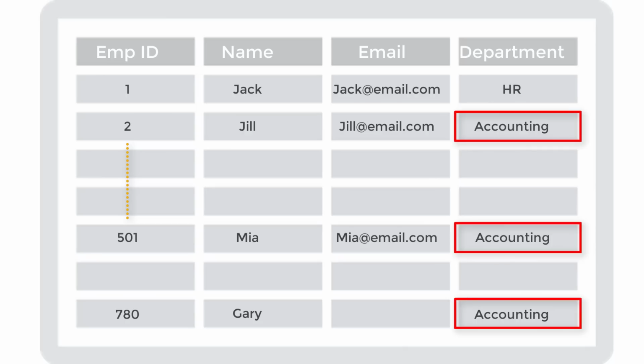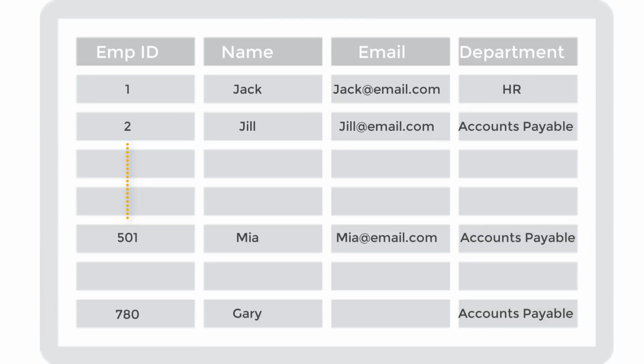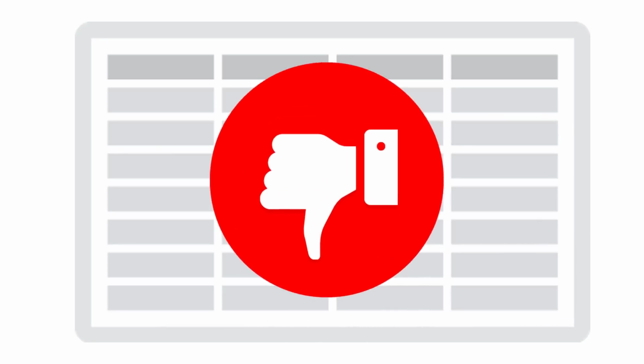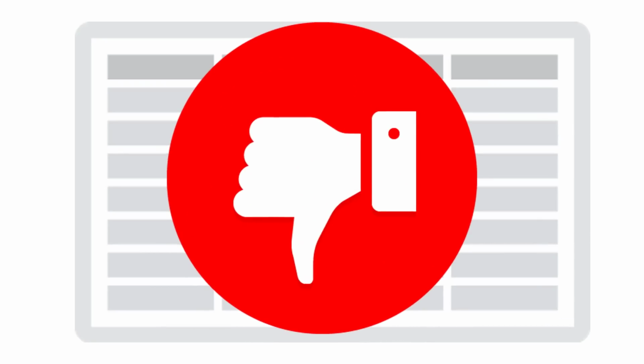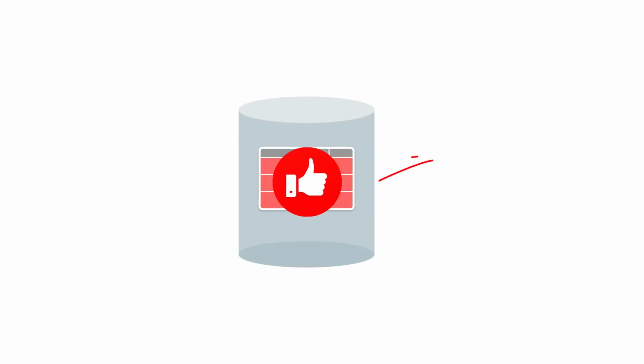If a spreadsheet application is being used to maintain employee records, you will need to manually locate all employees belonging to the accounting department and update the department name to accounts payable. The manual process is prone to errors and could result in data inconsistencies. Therefore, a spreadsheet application is not an efficient method to manage data. A better method is to use a relational database.